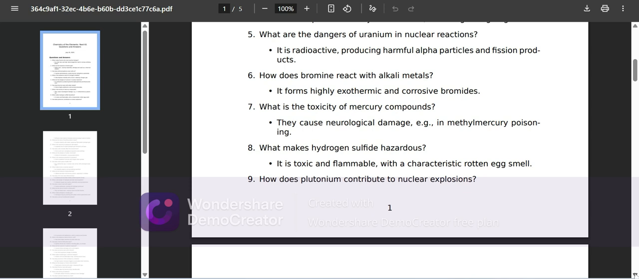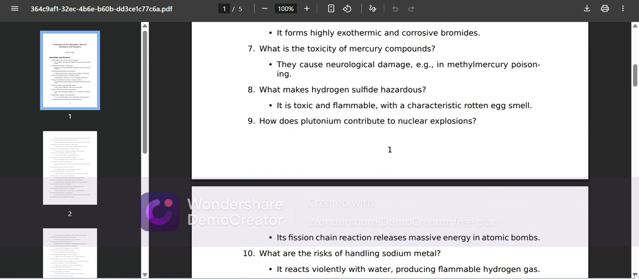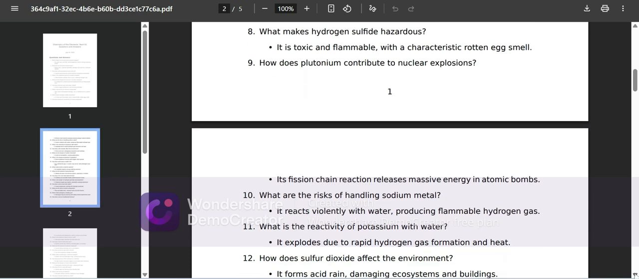What is the toxicity of mercury compounds? They cause neurological damage. Methyl mercury poisoning. What makes hydrogen sulfide hazardous? It is toxic and flammable with a characteristic rotten egg smell.